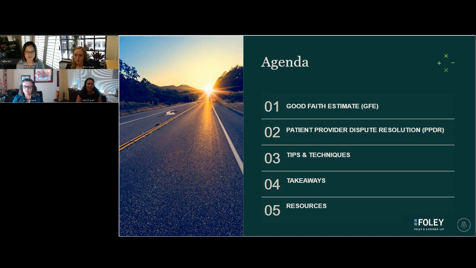After that, we're going to take a quick look at what is the patient-provider dispute resolution process. So what if something goes wrong with the good faith estimate? What if there's a discrepancy? What steps can be taken, and what is that going to look like? Then we'll move on to talk about some tips and techniques for complying with these requirements and best practices as you begin to implement them. And then we'll finish up with some takeaways and some linked resources for everyone to be able to utilize and take home as you bring this back to your organizations.